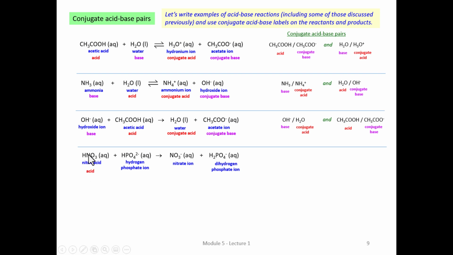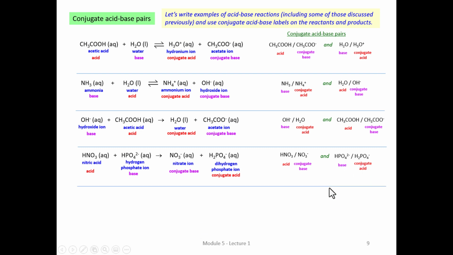For now, we label nitric acid as the acid. Its conjugate base on the right is nitrate. The hydrogen phosphate ion is acting as a base. Its conjugate acid is dihydrogen phosphate ion. So our conjugate acid-base pairs are nitric acid and nitrate, and hydrogen phosphate and dihydrogen phosphate.